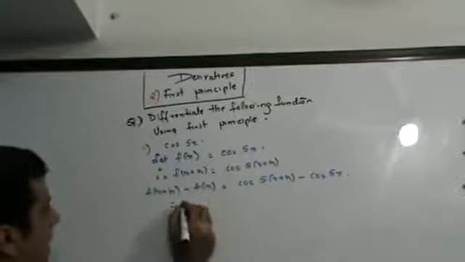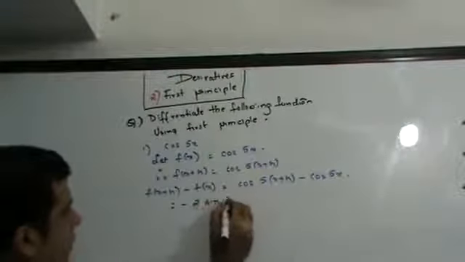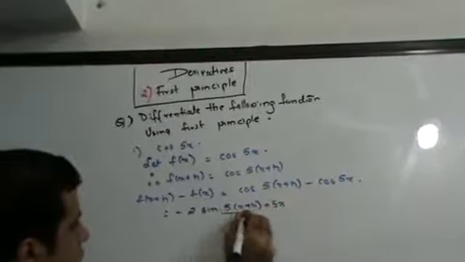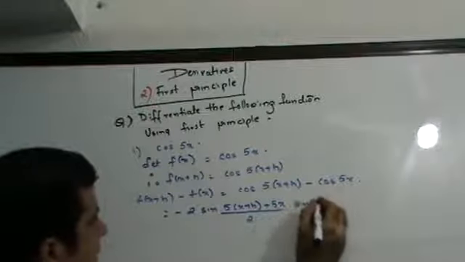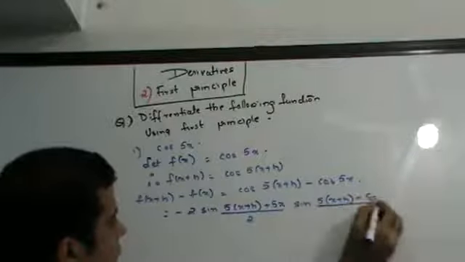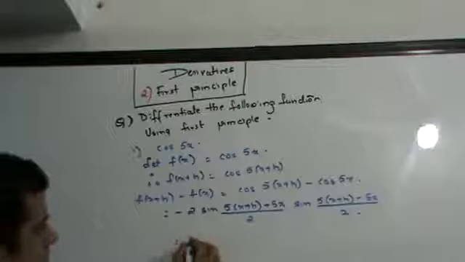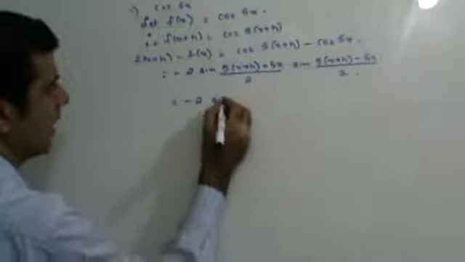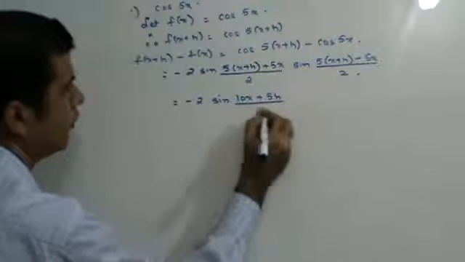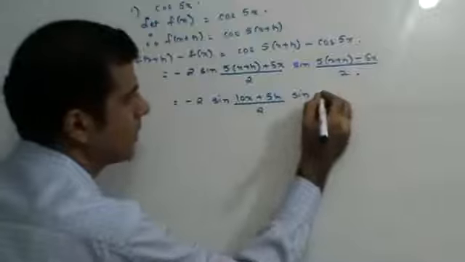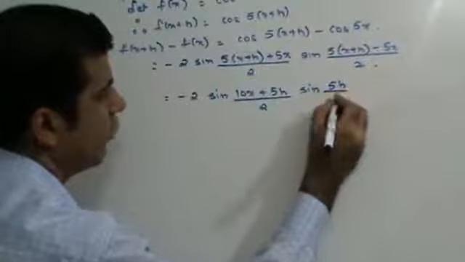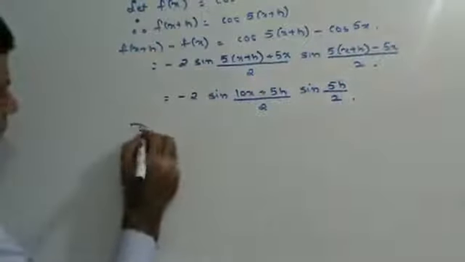So this is going to be minus 2 sin of (5x plus h plus 5x) upon 2, sin of (5x plus h minus 5x) upon 2. So this can be written as minus 2 sin of (10x plus 5h) upon 2, sin of 5h upon 2, because 5x minus 5x gets cancelled. Once you get this, you can apply first principle.